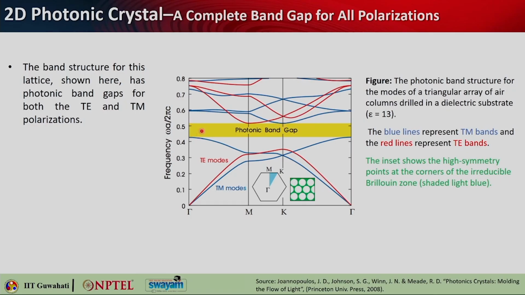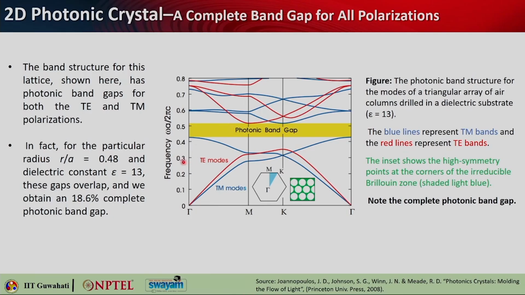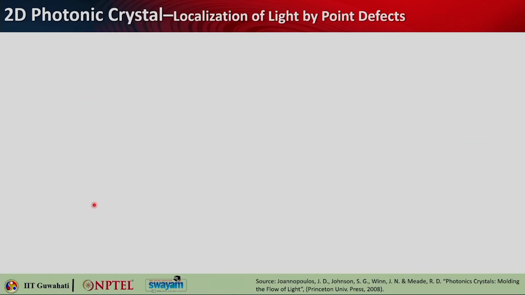So, this is the minimum one. If you take the minimum of both TE and TM band gaps, this is the photonic band gap for both polarizations that you can get from this particular crystal. These are the values which are considered here. R by A was taken as 0.48, the substrate material permittivity was taken to be 13, and it gave you an 18.6% overall band gap, or you can say complete photonic band gap.